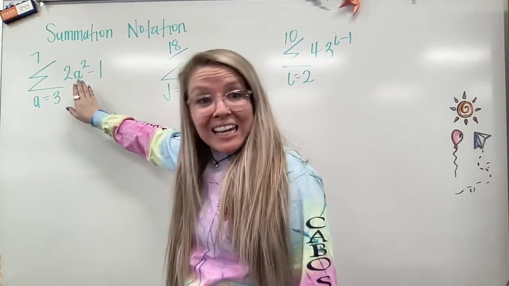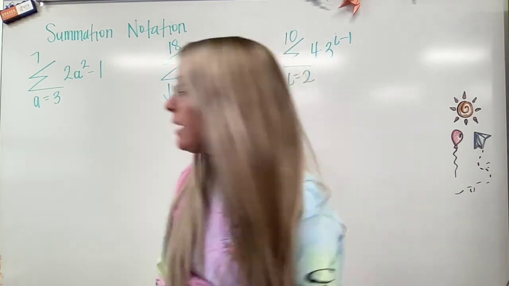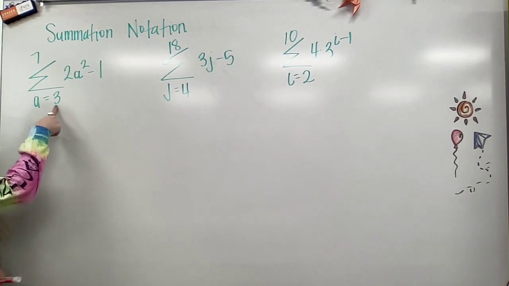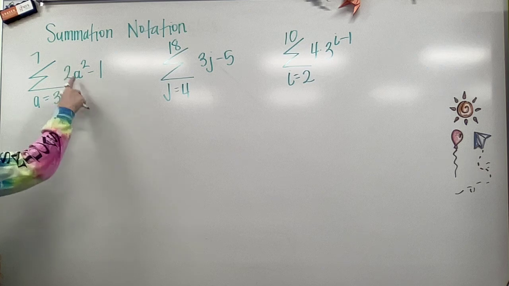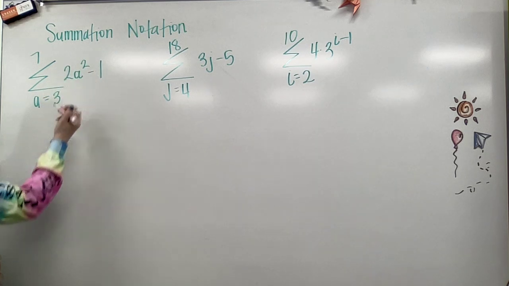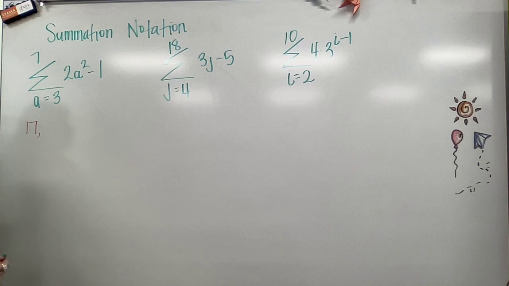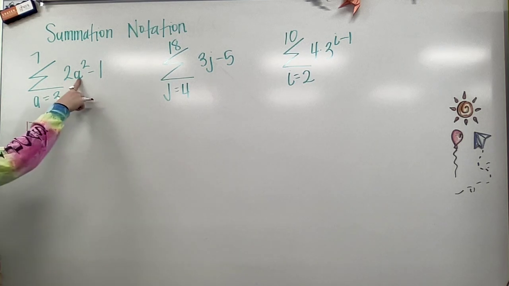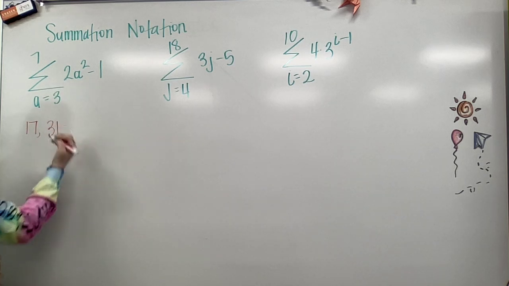We're going to find each value, and we're going to just add them up. How do we do that? Well, I need to know the third term, so I'm going to plug it in. 3 squared is 9, times 2 is 18, minus 1 is 17. Now I'm going to plug in 4. 4 squared is 16, times 2 is 32, minus 1, that's 31.